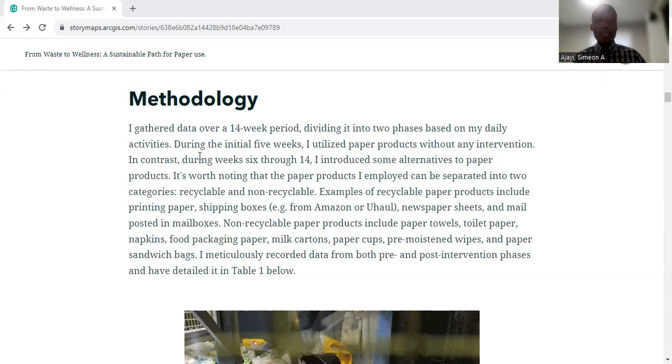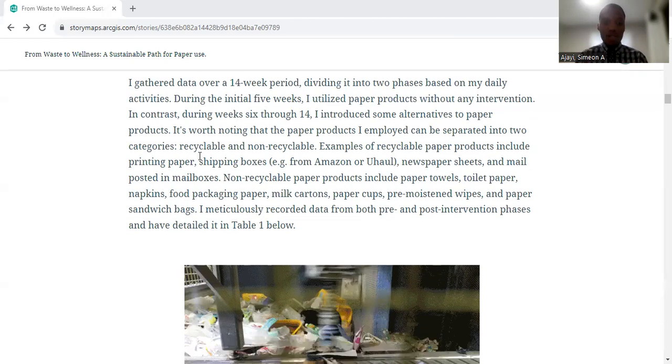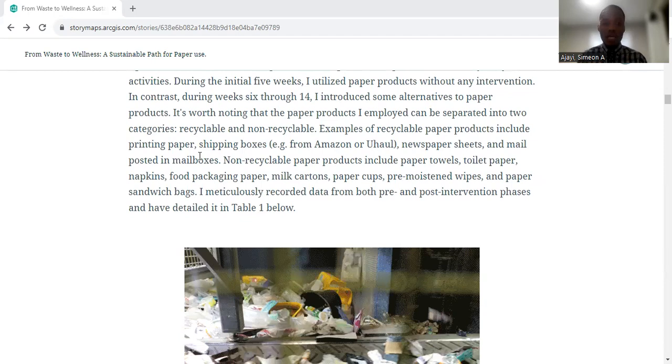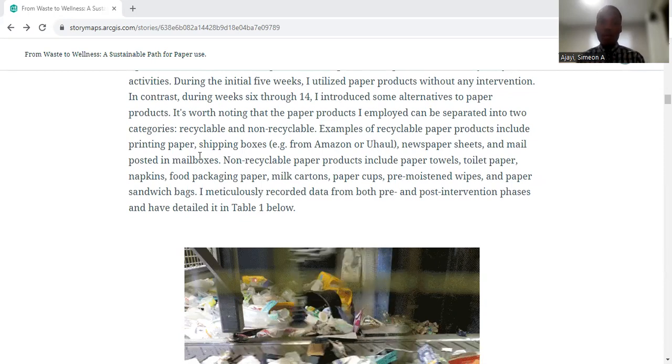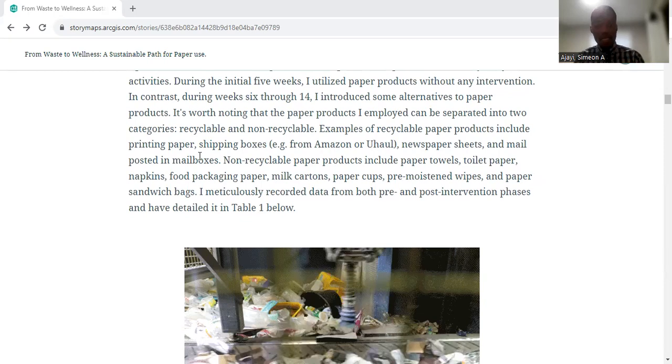It is worth noting that the paper products I employed can be separated into 2 categories, the recyclable and the non-recyclable. Examples of recyclable paper products include printing paper, shipping boxes, for example from Amazon or U-Haul, newspaper sheets, and mail posted in mailboxes. The non-recyclable paper products include paper towels, toilet paper, napkins, food packaging paper, mail cartons, paper cups, pre-moistened wipes, and paper sandwich bags. I meticulously recorded data from both pre- and post-intervention phases and have it detailed in table 1 below.